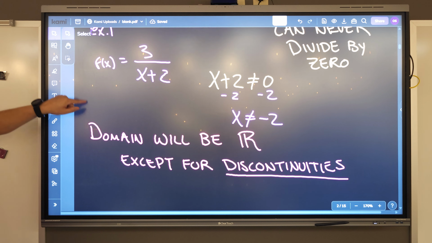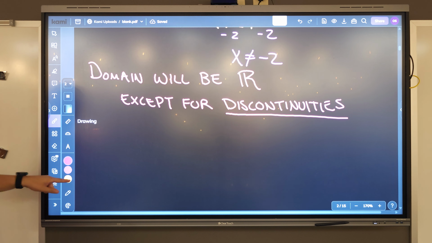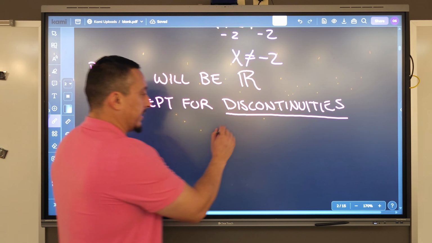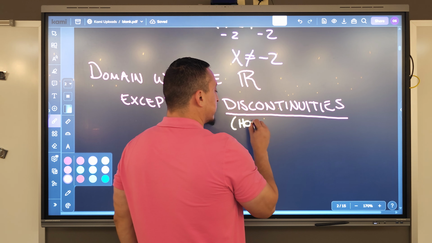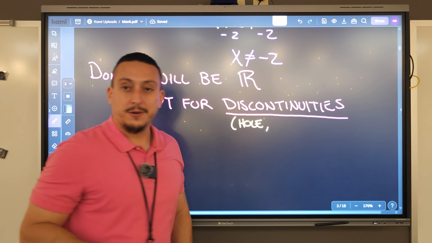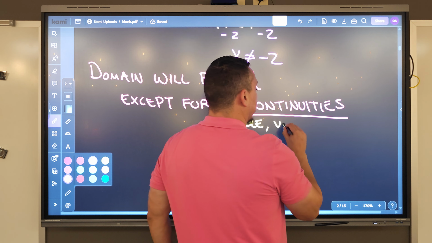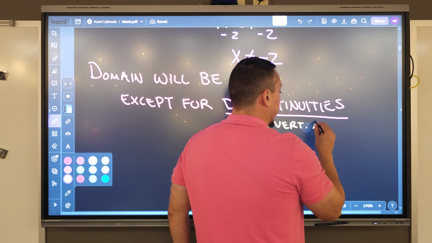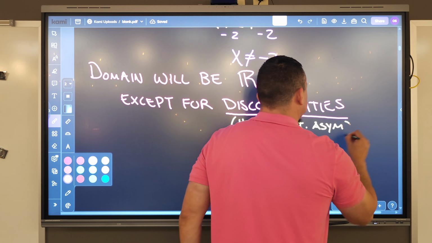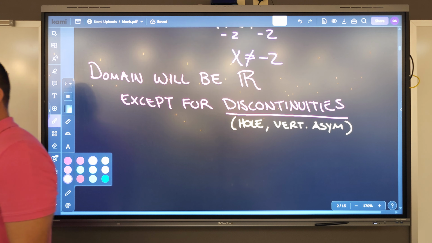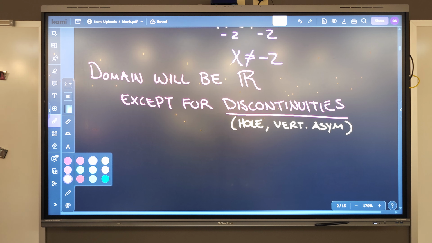Okay, so more specifically, I can't tell you the names because we haven't done the notes for it, but that's going to be your hole. It can't be a hole, that's called a discontinuity. Okay, and it can't be a vertical asymptote. Those two are called discontinuities. Okay, and it can't be those because those cause zeros at the bottom.